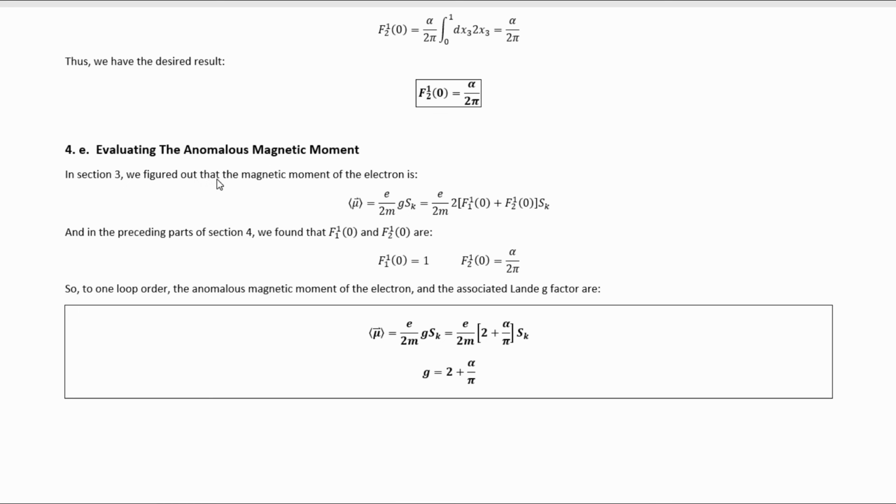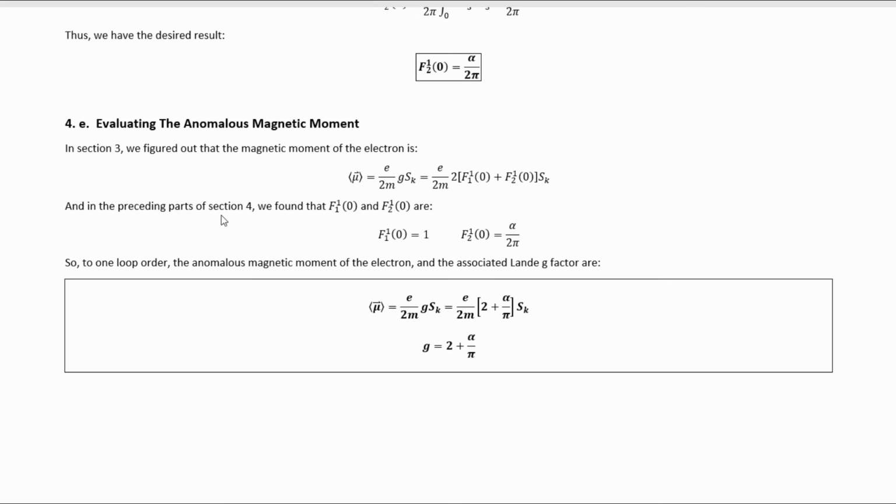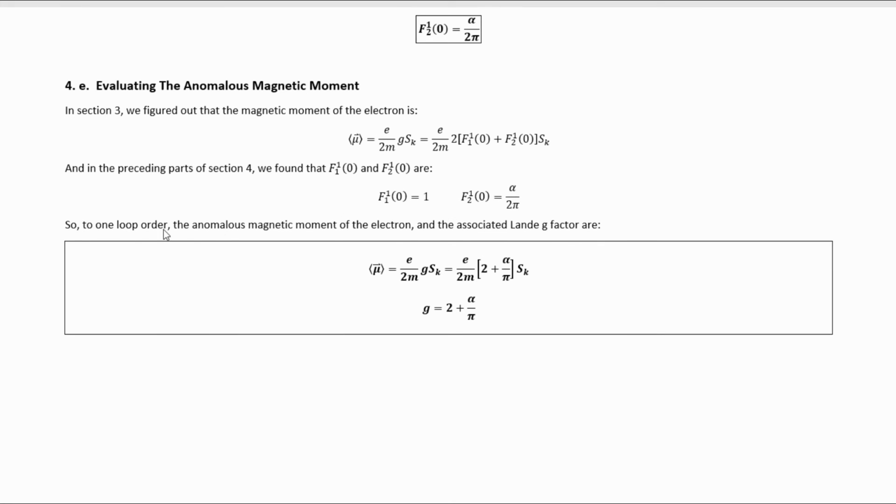In section 3, we figured out that the magnetic moment of the electron is this, and in the preceding parts of section 4, we found that f11 of 0 and f12 of 0 are these quantities. So, to one-loop order, the anomalous magnetic moment of the electron and the associated Landé G factor are these. We get this famous result that G equals 2 plus alpha over pi to one-loop order.